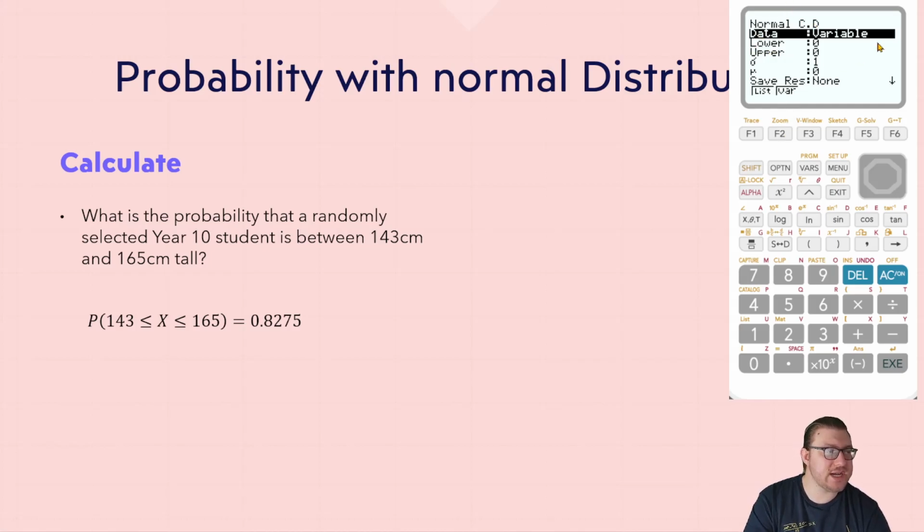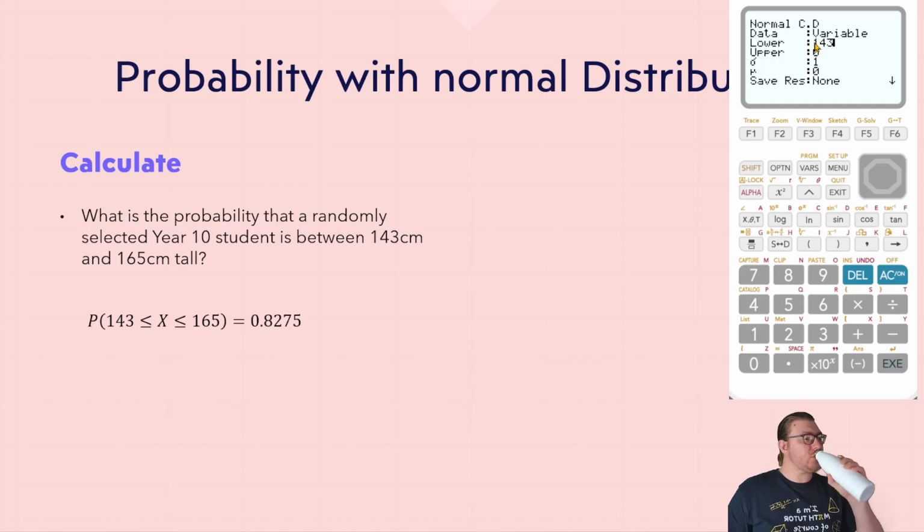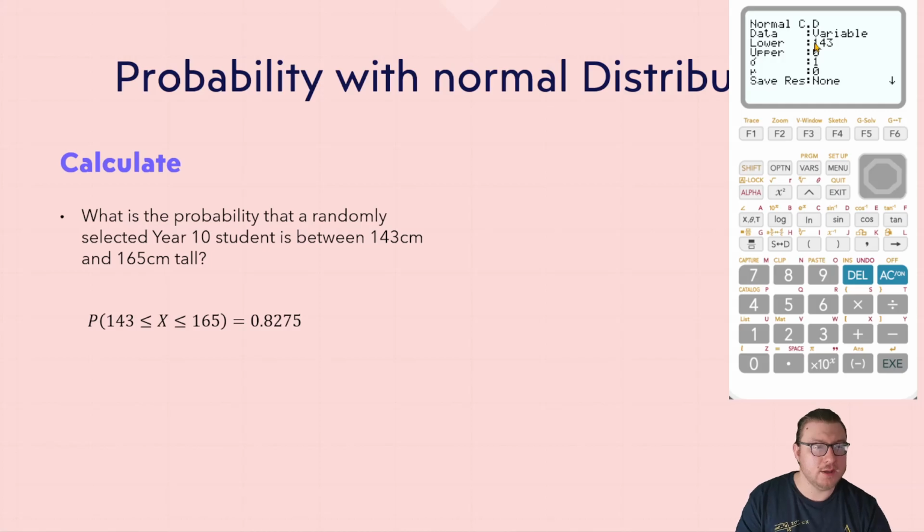Now, always check that the data is coming from a variable. We don't want list. So if you have list, make sure you press F2 for variable. Now we're going to see lower and upper limits. And these are the limits that the question wants. This is where we're interested. The lower limit is 143.